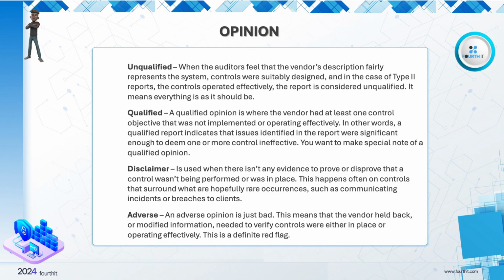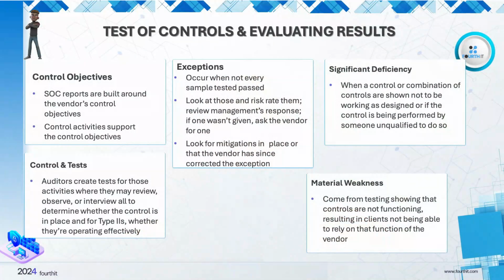Now, the testing of controls and evaluating results. What are the control objectives? SOC reports are built around the vendor's control objectives. Control activities support the control objectives. The objectives are the goals that the organization is using to achieve. Now, the control and the test. Auditors create tests for those activities where they may review, observe, or interview to determine whether the control is in place, and for the Type 2, whether the control is operating effectively.